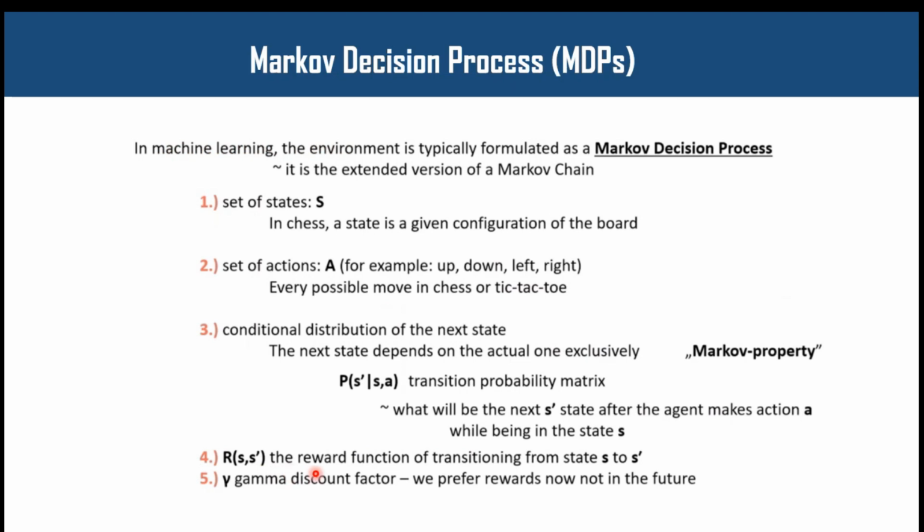That is the third point. And the fourth point is that when it is moving from one cell to another, one state to another state, you will get a reward function, which I already mentioned, based on the environment. And then the gamma discount factor is another one. What it means is it prefers the reward now, not in the future. I will explain that while explaining the program. Here you can see the transition probability: the next state s prime depends on s, the current state, and a, the action.